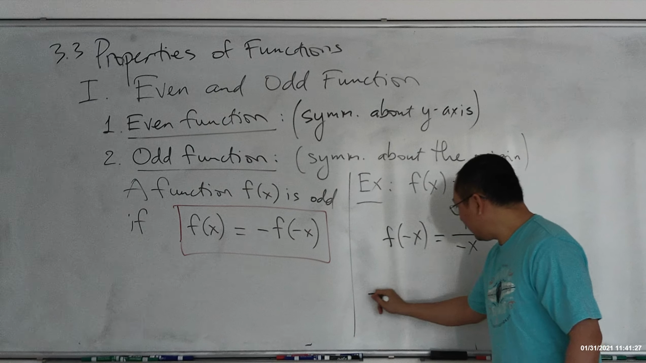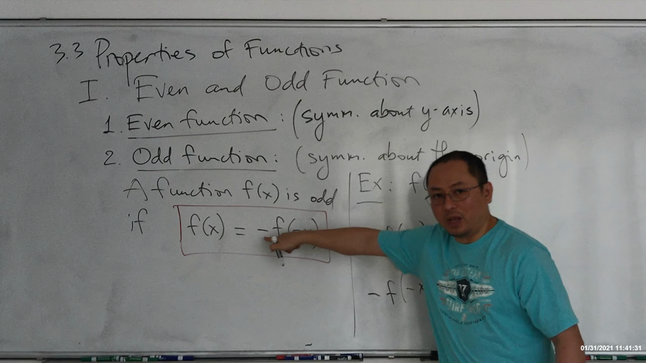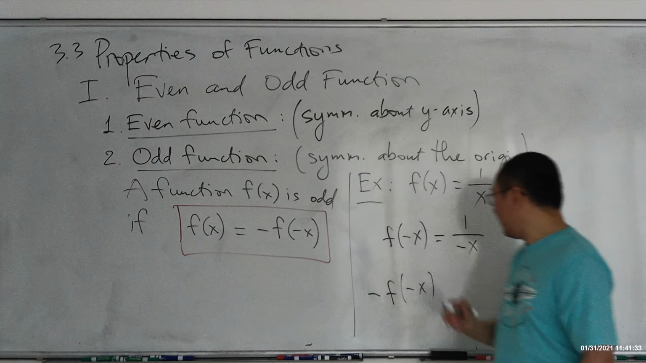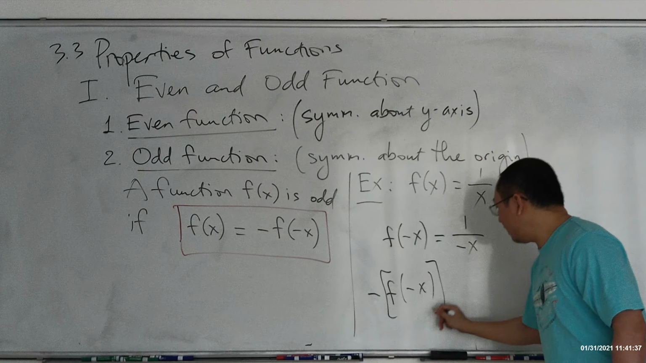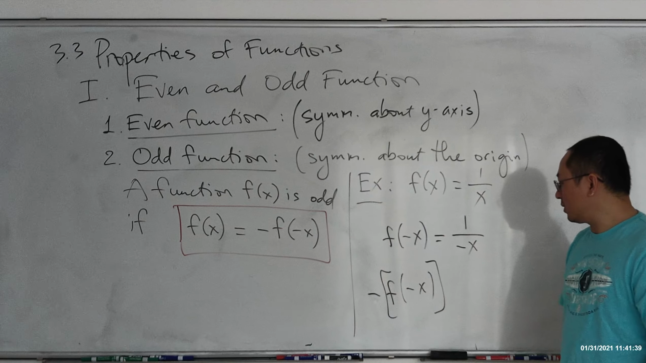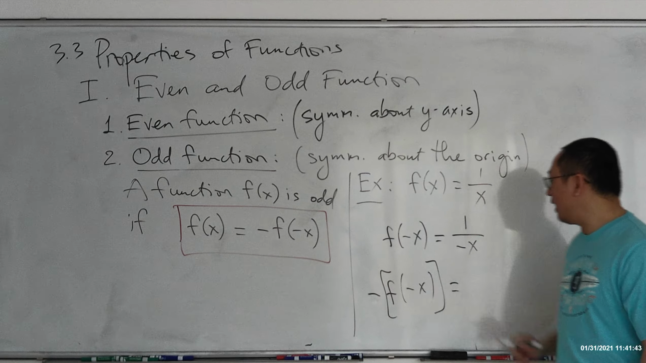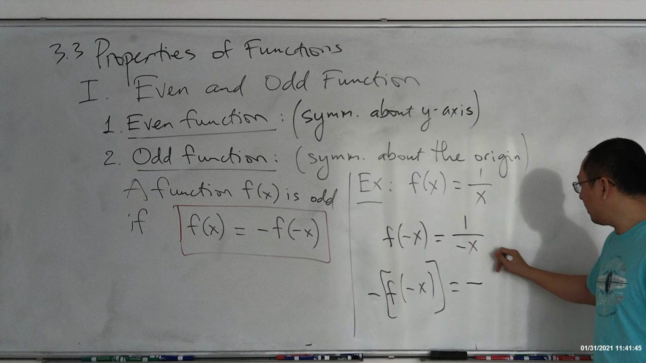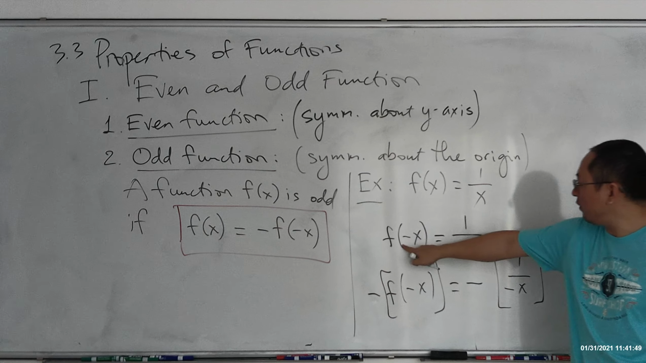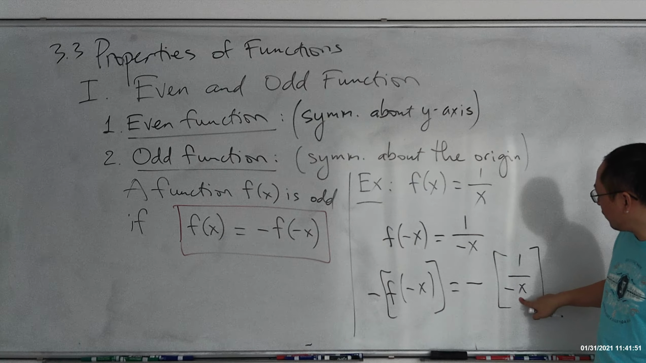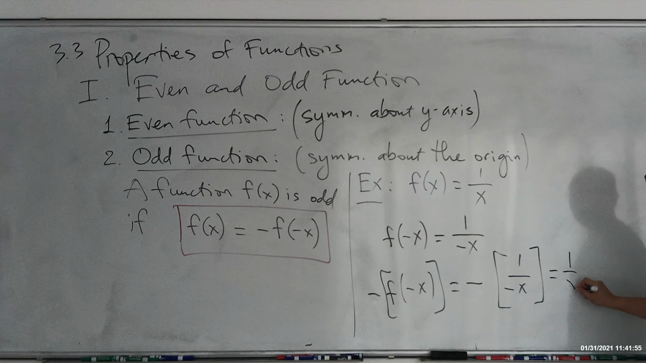Now, negative f of negative x, you see? We have a double negative. Negative of f and then negative of x right here. Make it that way if it's clearer for you, but usually people don't use square brackets. I just want to emphasize it. I put a negative in front of the entire function, which is negative of what? 1 over negative x in here. See, this is f of negative x, then negative of it. Then double negative makes it positive, so 1 over x.